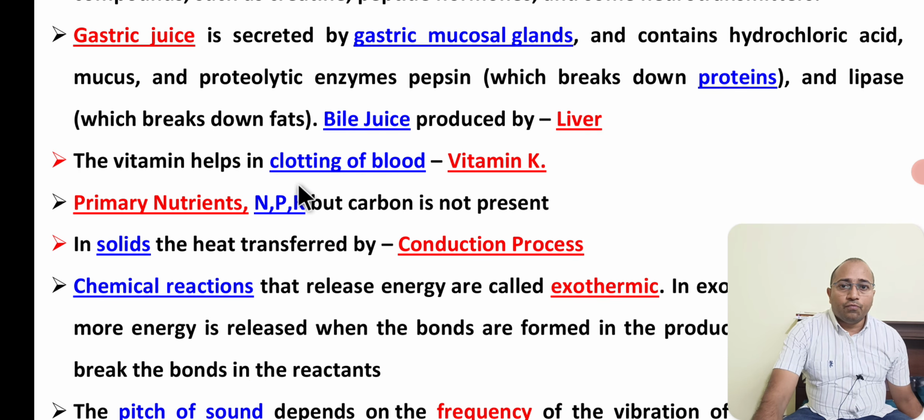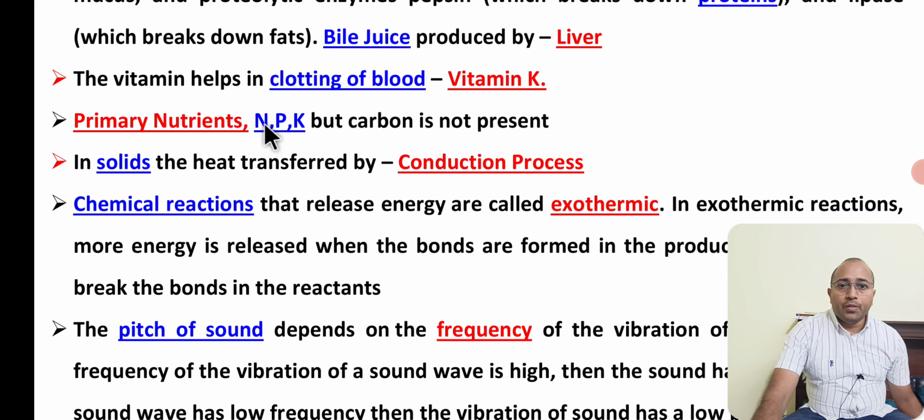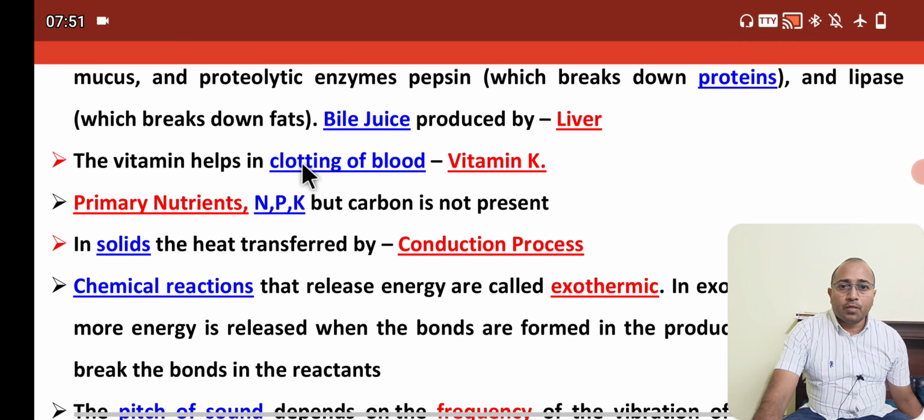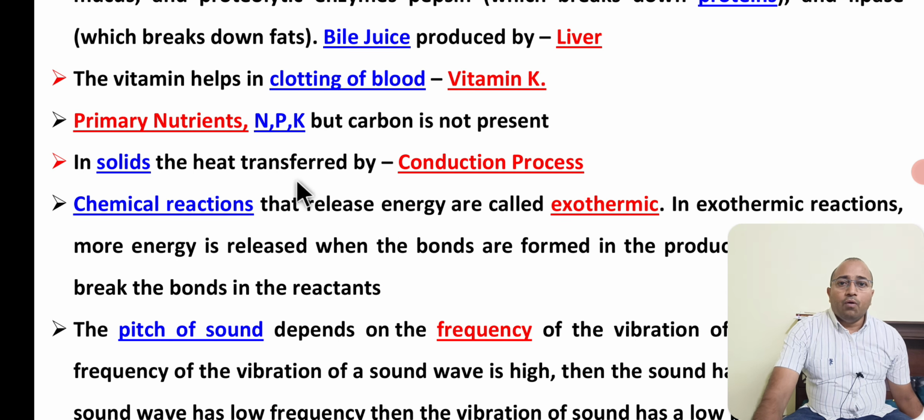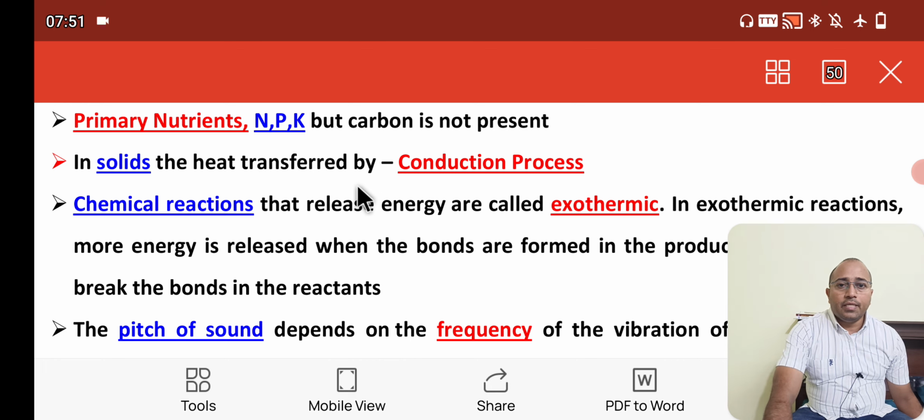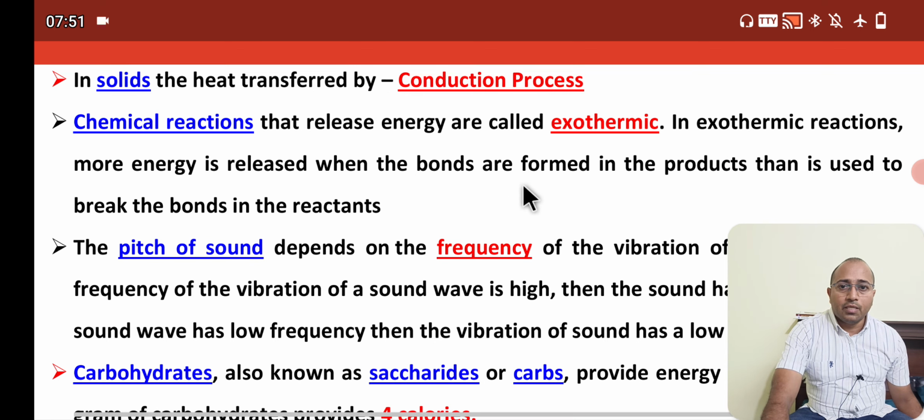You should know about the vitamin that helps in clotting of blood, that is vitamin K. You know about primary nutrients: nitrogen, phosphorus and potassium, but not carbon, guys. Now we should remember that in solids heat is transferred by the conduction process, guys.